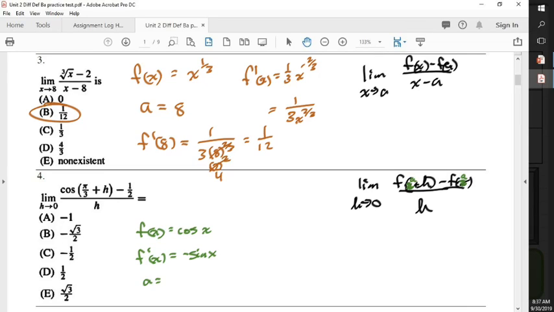What is a? Where are we taking this derivative at? Pi/3. That makes sense because cosine of pi/3, isn't that 1/2? Yes, it is. So now f prime is negative sine x, and I plug in pi/3 to that. So I get f prime of pi/3. Everything is so much happier now because I can totally do that. Do you guys know what sine of pi over 3 is? Root 3 over 2. And then we have our negative out in front. We got our answer.